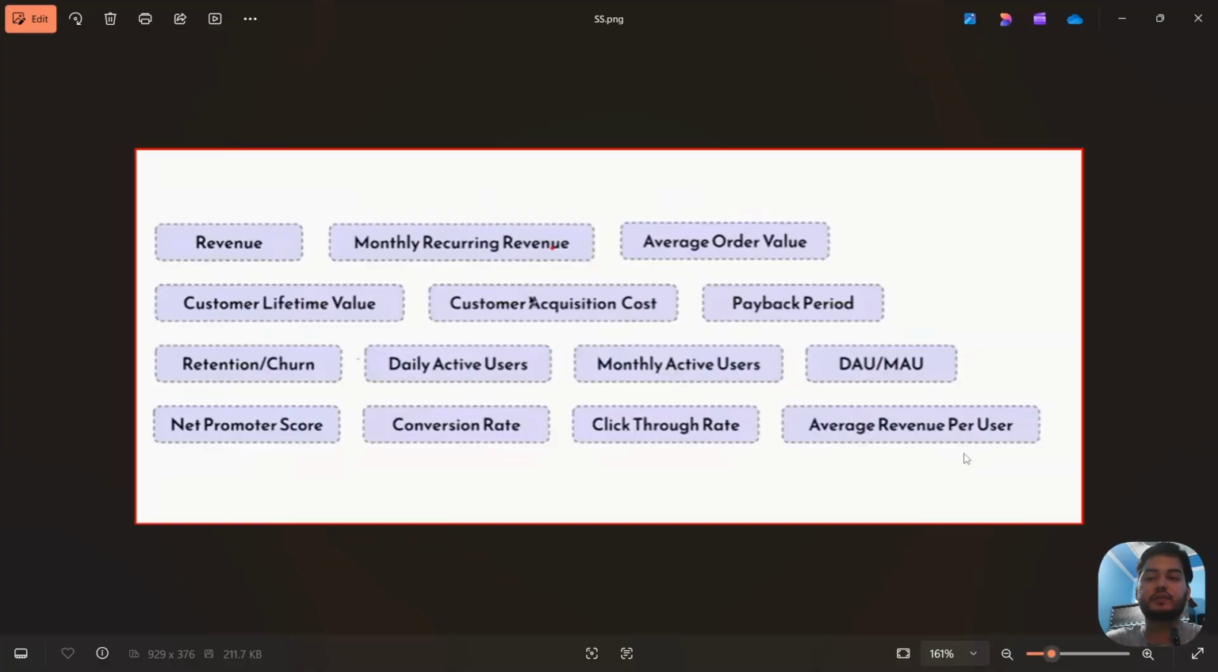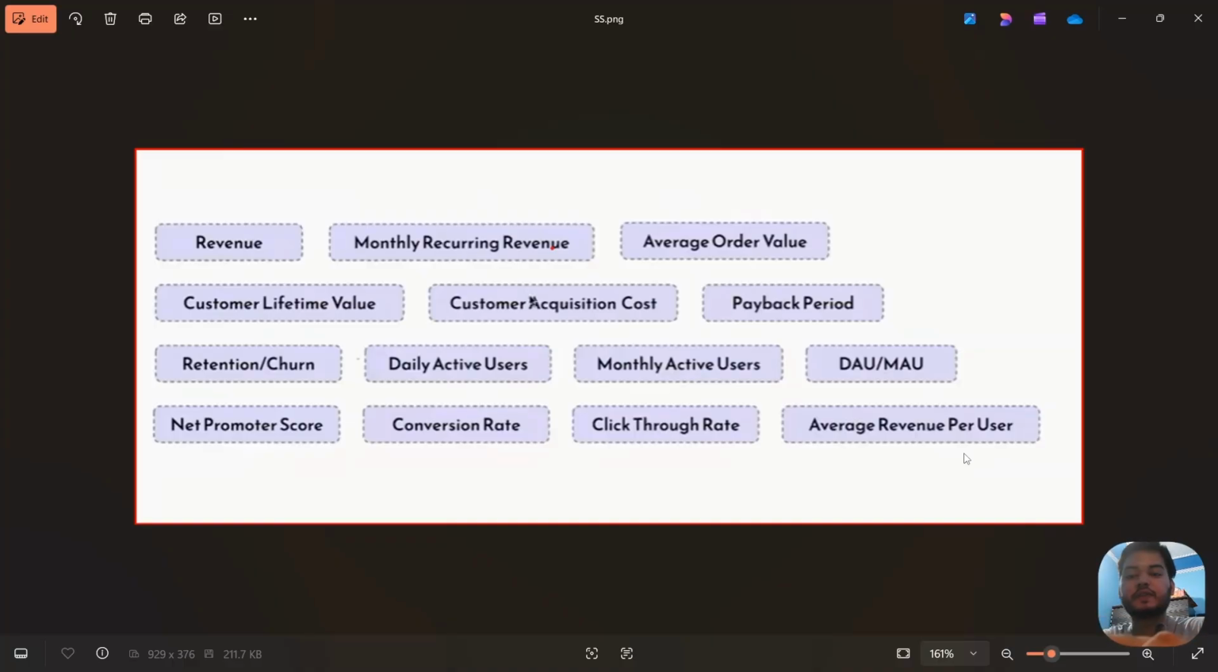Then comes the retention rate. The percentage of customers who continue using your product over a given period of time is your retention rate. So if the retention rate is high, it means that existing customers are using your product on a daily or monthly basis, right? And what about churn rate? The percentage of customers who stop using your product or cancel their subscription during a given period of time is your churn rate.